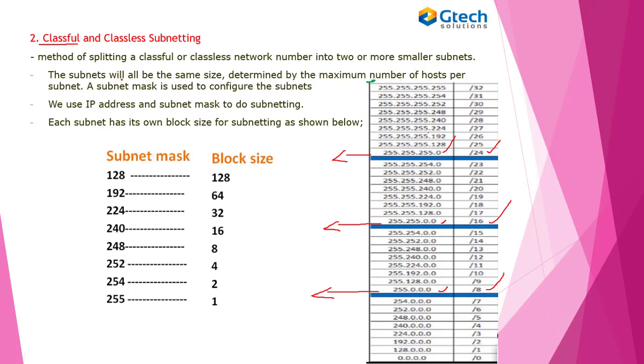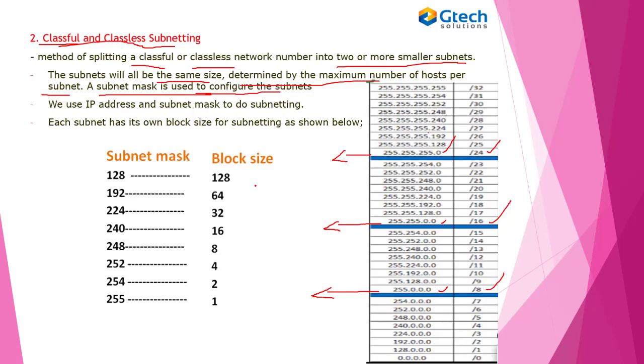So the method of splitting classful or classless network into smaller subnets is called classful or classless subnetting. The subnets will have the same size. Don't worry about this one, we are going to calculate in the next class and see what we mean by here. Determined by the maximum number of hosts per subnet. A subnet mask is used to configure the subnets. Okay, so the subnet mask tells us which part of the IP address is a network portion and which part is the host portion. Remember this point.